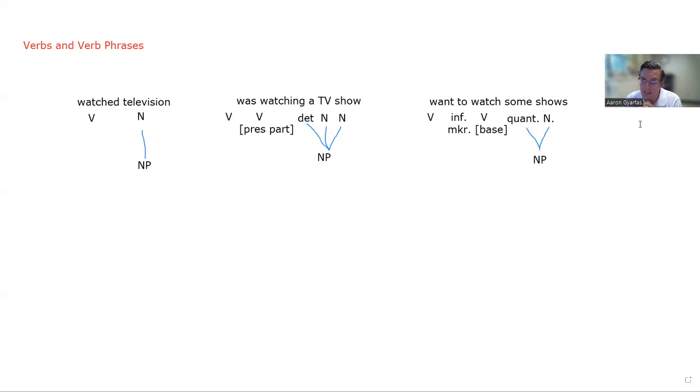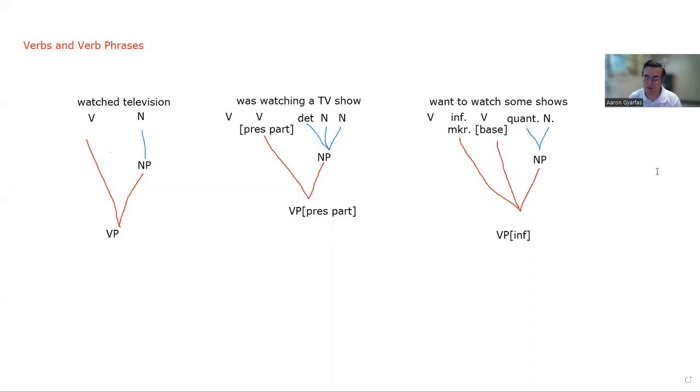Okay, now let's try to get these verb phrases. We've got our noun phrases. We've got our verbs labeled. Let's see if we can start grouping them into verb phrases. Pause the video and try it.